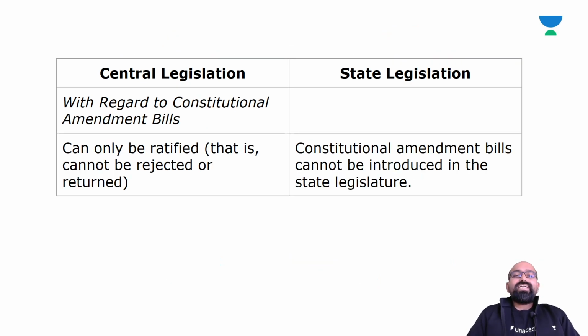Now, central legislation and state legislation with regard to constitutional amendment bills can only be ratified, that is, they cannot be rejected nor written. But in case of state legislation, constitutional amendment bills cannot be introduced in the state legislature.